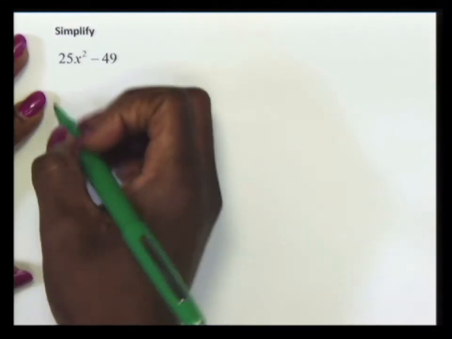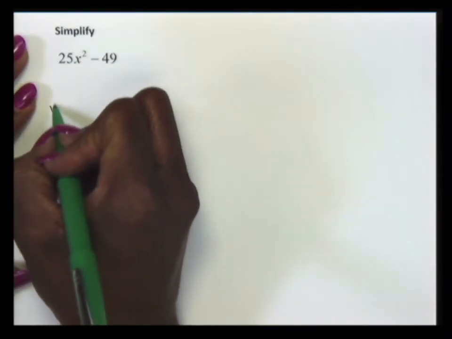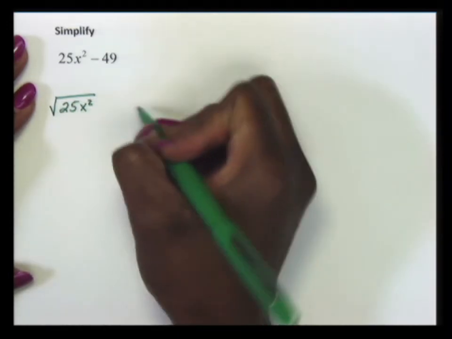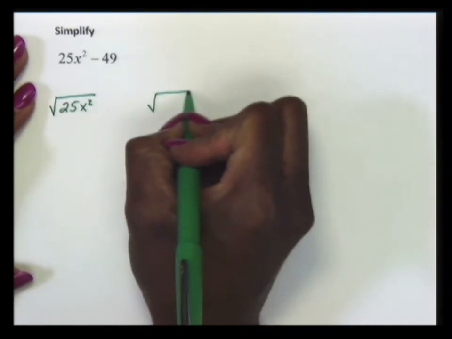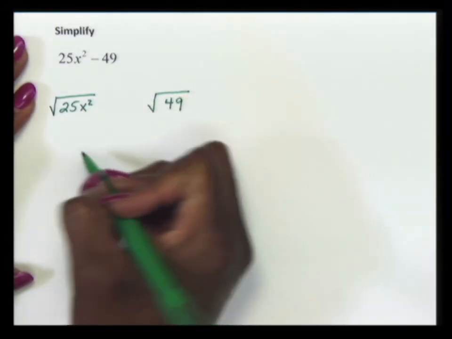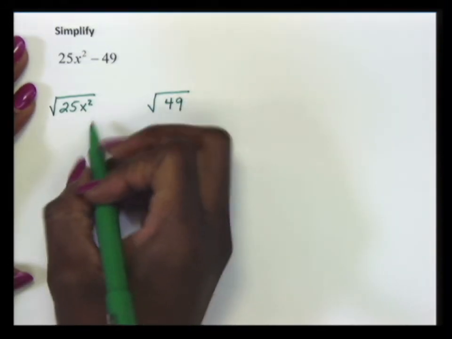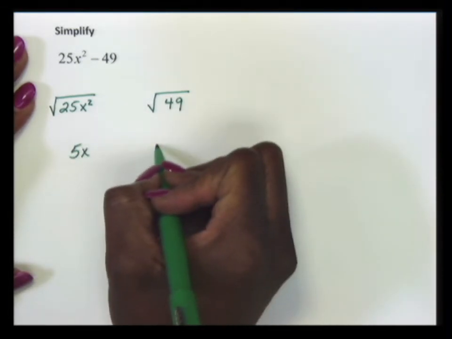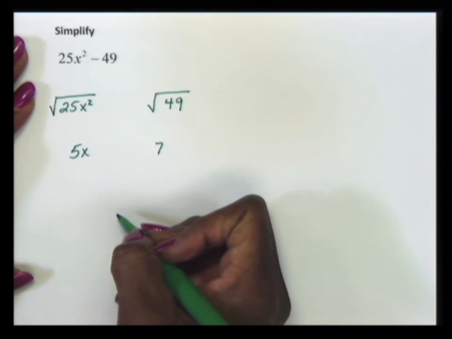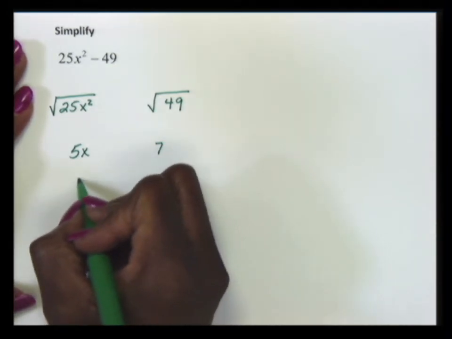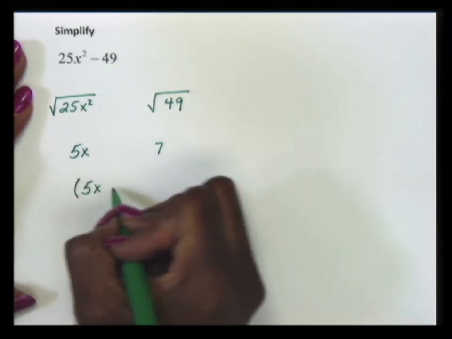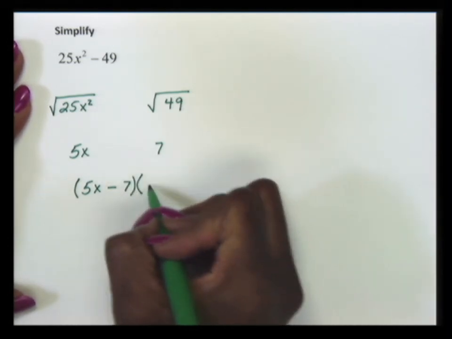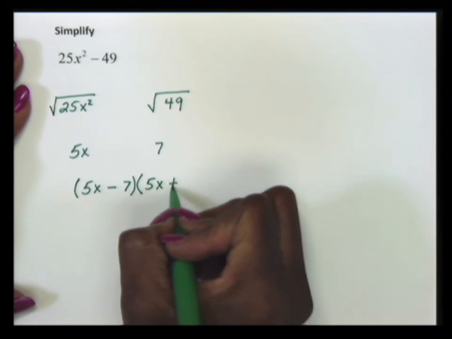To factor a difference of squares, I will take the square root of the first term, 25x squared, and the square root of the last term, 49. The square root of 25x squared is 5x. The square root of 49 is 7. When I factor, I have 5x minus 7 as one factor. My other factor will be 5x plus 7.